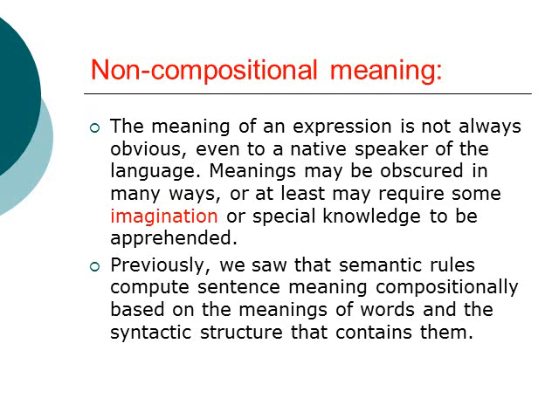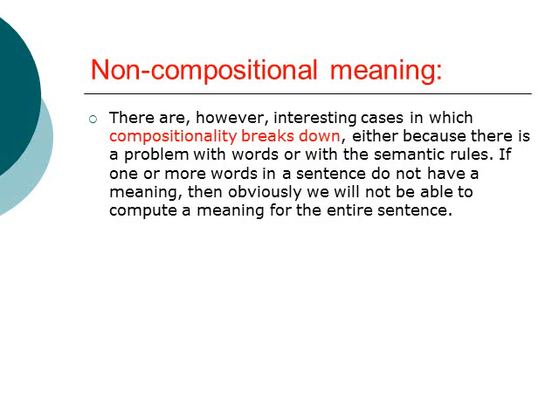Previously we saw that semantic rules compute sentence meaning compositionally based on the meanings of words and the syntactic structure that contains them. We discussed in a previous video tautologies, contradictions, and propositions and truth conditions of sentences. There are, however, interesting cases in which compositionality breaks down, either because there is a problem with words or with the semantic rules. If one or more words in a sentence do not have a meaning, then obviously we will not be able to compute a meaning for the entire sentence.